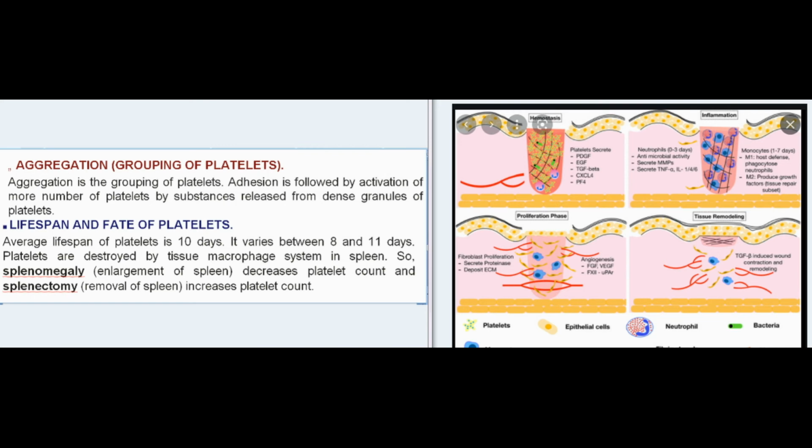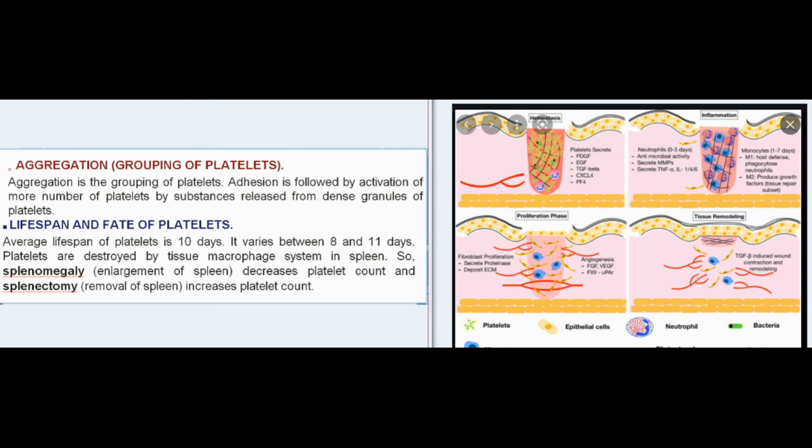Lifespan and fate of platelets. Average lifespan of platelets is 10 days. It varies between 8 and 11 days. Platelets are destroyed by the tissue macrophage system in the spleen. So, splenomegaly, enlargement of spleen, decreases platelet count, and splenectomy, removal of spleen, increases platelet count.